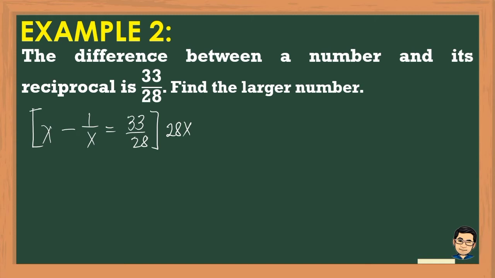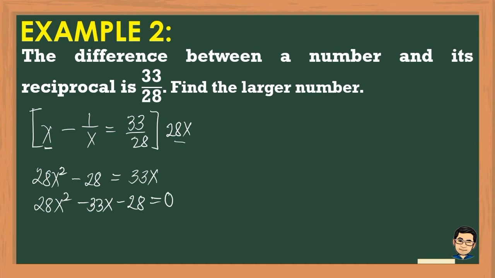So, x times 28x, that is 28x squared. And then, negative 1 over x times 28x. So, x will be cancelled. So, negative 28 na lang. And then, equals 33 over 28 times 28x. So, 28 will be cancelled. So, matitira 33x. And then, sulat natin yung equation sa standard form. So, magiging 28x squared minus 33x minus 28 is equal to 0.